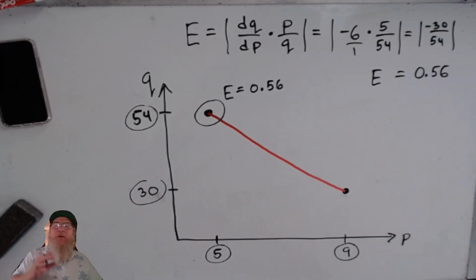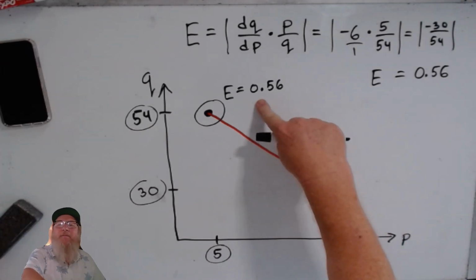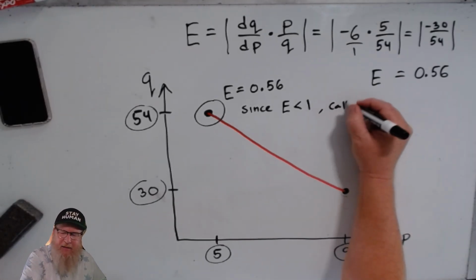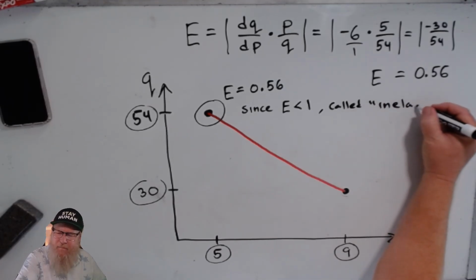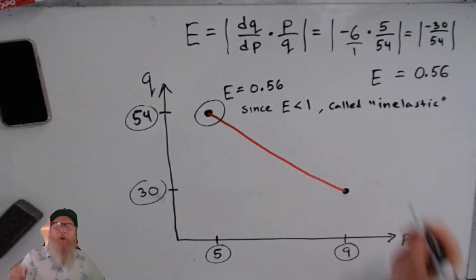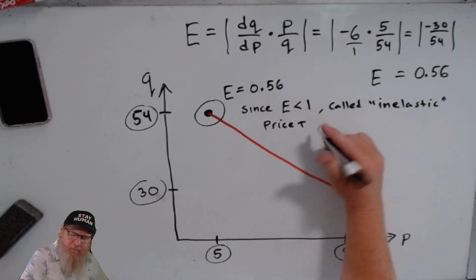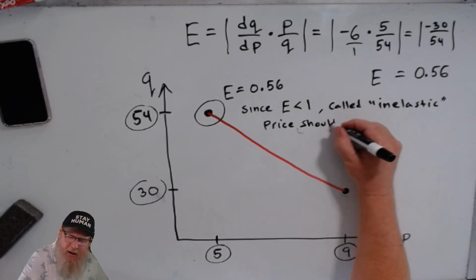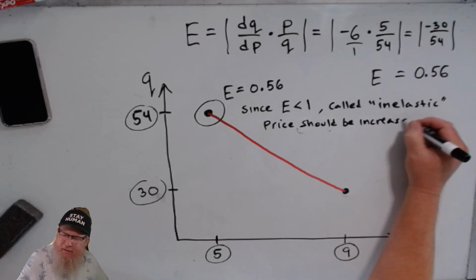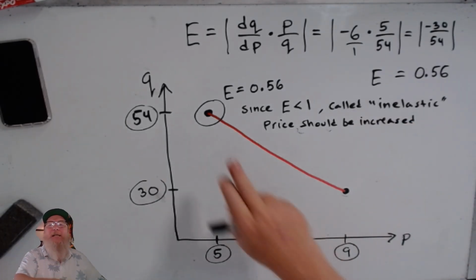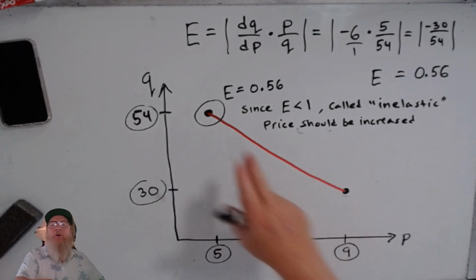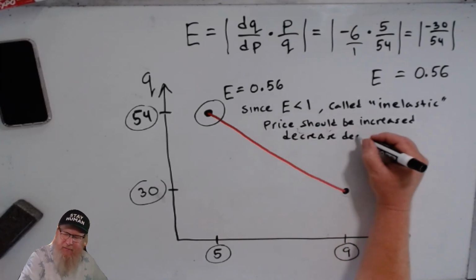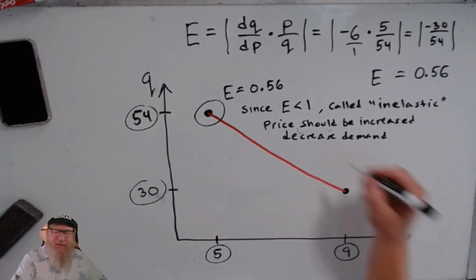All right. So there are 3 possibilities. E could be less than 1. We call that inelastic. And what it means is the price is too low. So what we should do is raise the price, or increase it. It's called inelastic. The price is too low. It's less than 1. And what we should do is raise the price, decrease the demand, and this will increase the revenue.